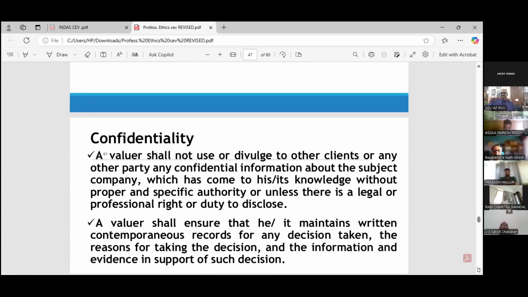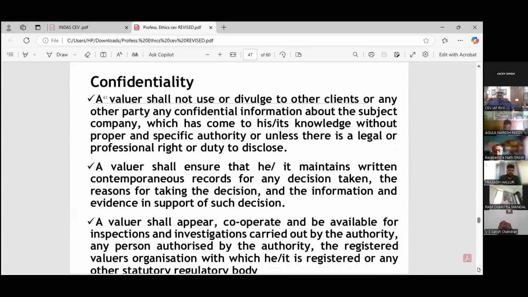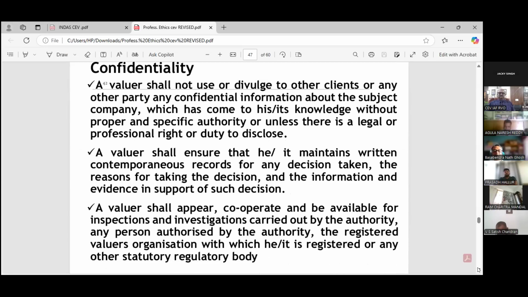Then we come to the confidentiality part. Valuers shall not use or divulge to any other client or any other party any confidential information about the subject company which has come to his or its knowledge without proper and specific authority. You have to take the specific authority from the client, or unless there is a legal or professional duty to disclose. If there is a legal or professional duty, then in that case you can disclose it.